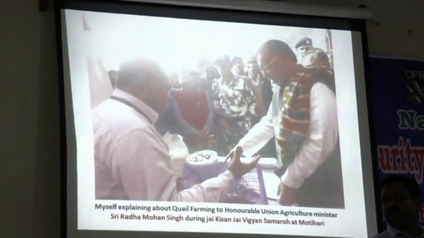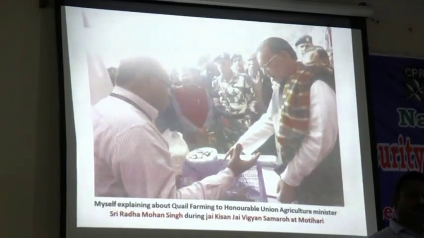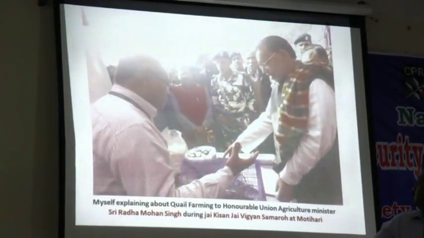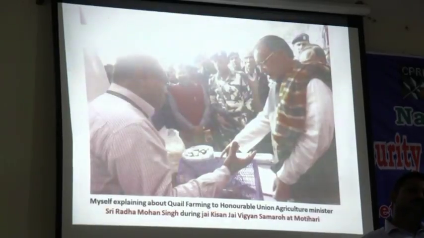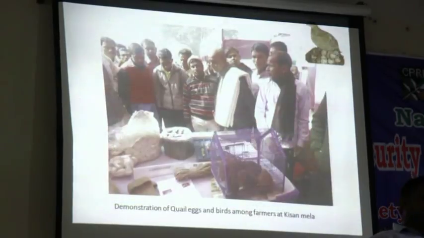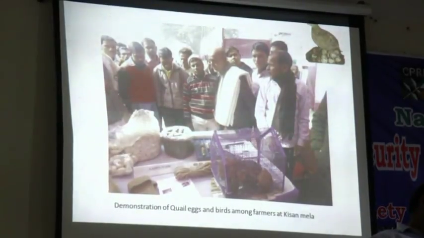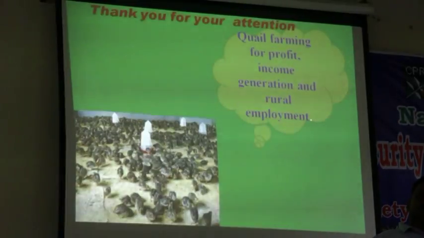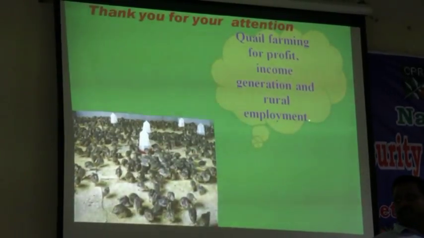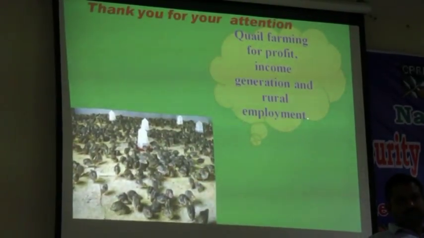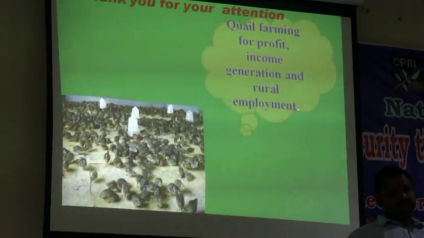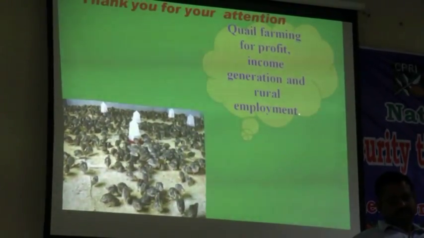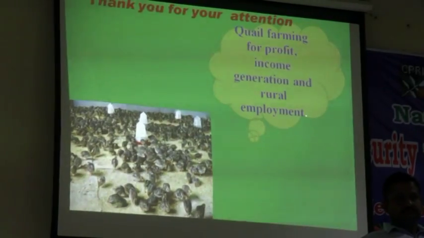The Honorable Commissioner is seeing the quail eggs and quail birds. This is the demonstration of the quail eggs and birds at the Kisan Mela. And this is the future where we can say that quail farming can solve the problems of unemployment and can give income to the farmers.